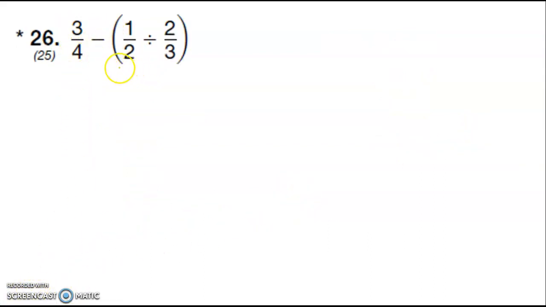Okay, let's see. So I have to do this first. So I'm going to keep change flip. 1/2 times 3 over 2 is going to give me 3/4. So I end up with 3/4 minus 3/4, which gives me 0.